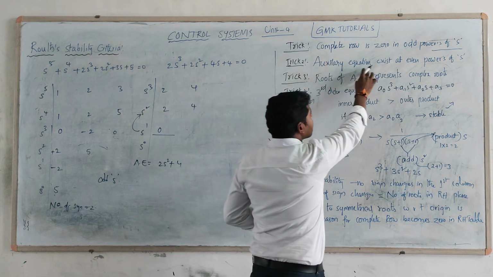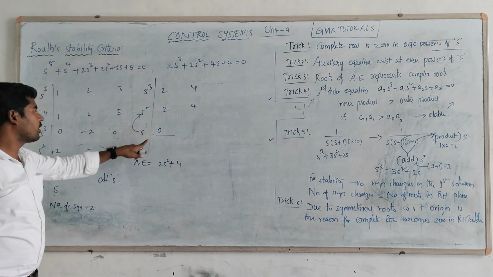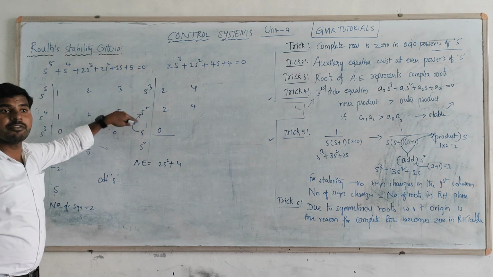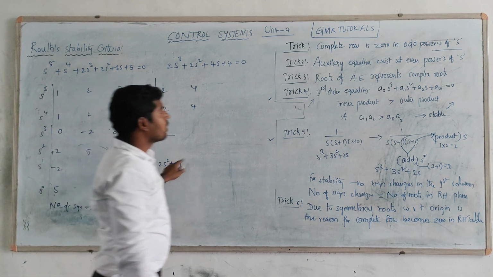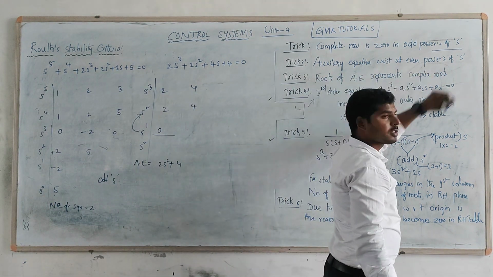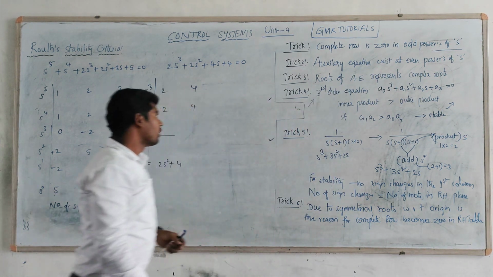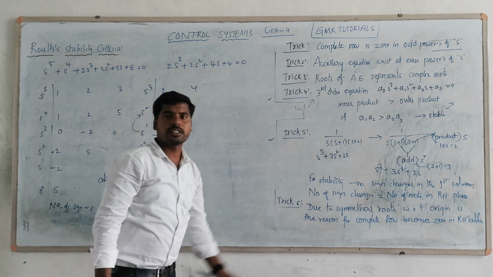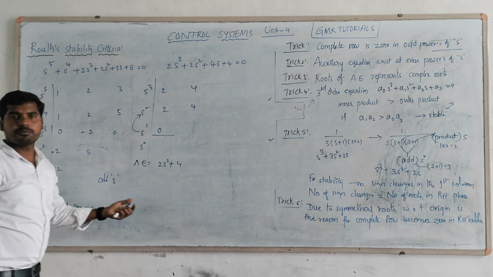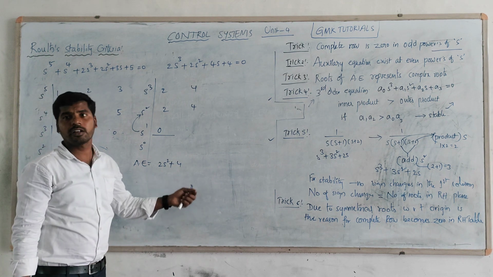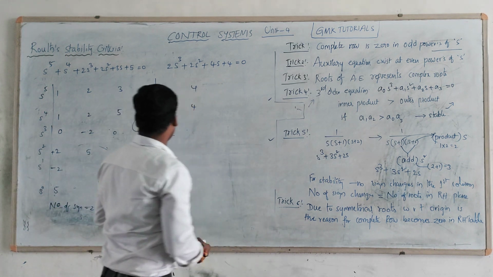Here the auxiliary equation exists at the even powers of s. There is a reason for this. S power 1 is equal to 0, which means the auxiliary equation comes from the previous row. Therefore 2s square plus 4 is the auxiliary equation, existing at even powers of s only. Next, the roots of the auxiliary equation represent the corresponding system roots. Checking the sign changes, we decide the number of poles present in the RH plane. These are all the tricks for this.